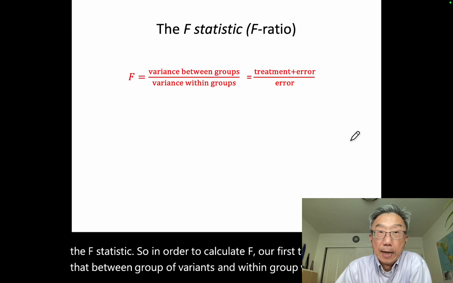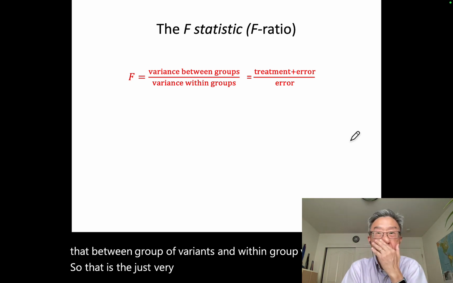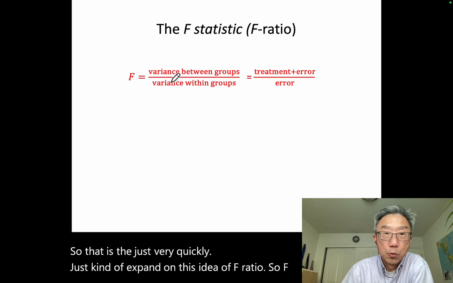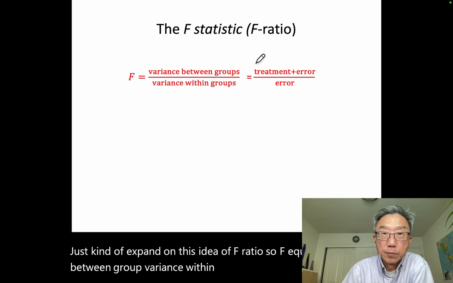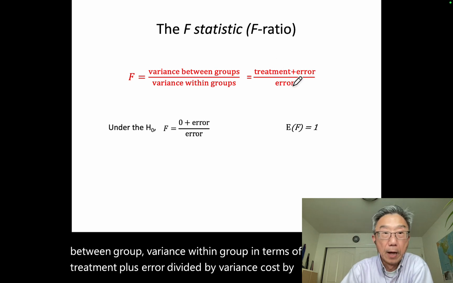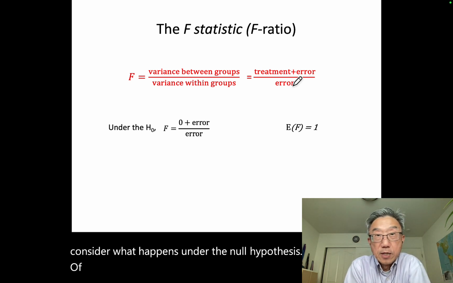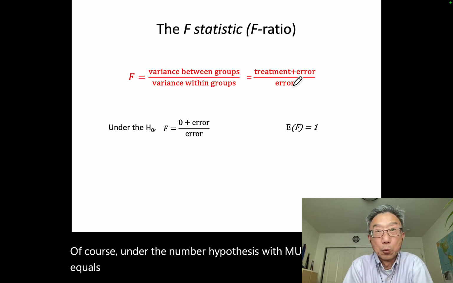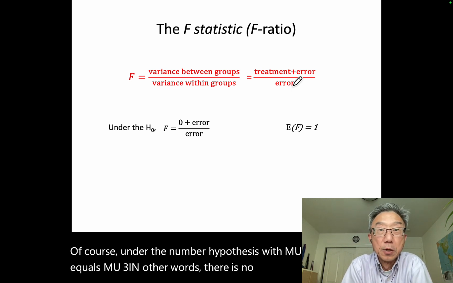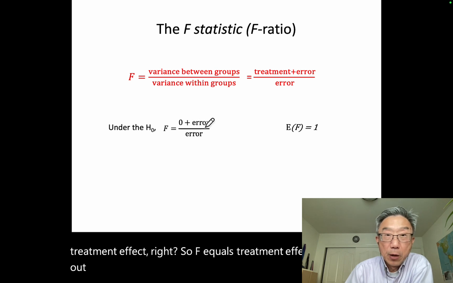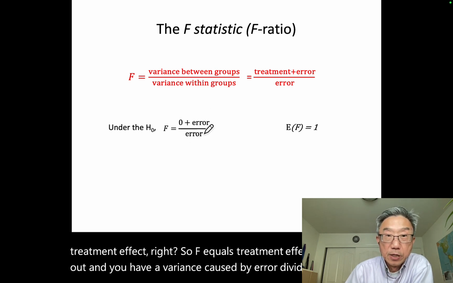Just very quickly, let me expand on this idea of the F ratio. F equals variance between group over variance within group; in terms of source, treatment plus error divided by variance caused by error. Now, consider what happens under the null hypothesis. Under the null hypothesis, we say mu1 equals mu2 equals mu3. In other words, there is no treatment effect. So the treatment effect is 0, so that's out, and you have variance caused by error divided by variance caused by error.